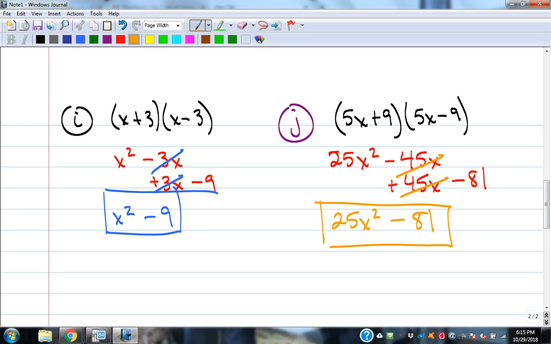It only works when there's a positive and a negative. For a difference of squares, you've got to have a positive and a negative. And we'll talk about that more as we do factoring. You just kind of try to mention that as we go along to help.